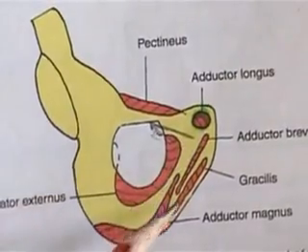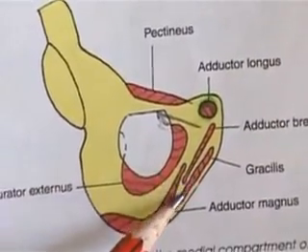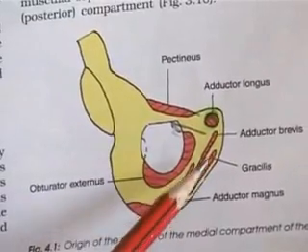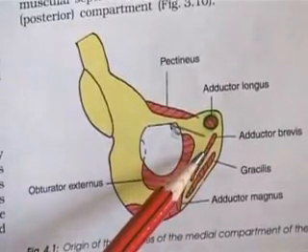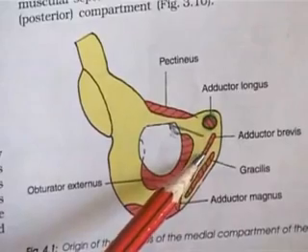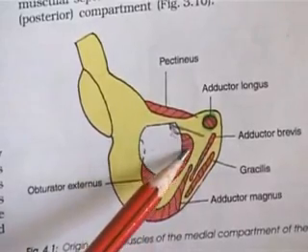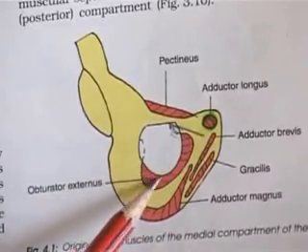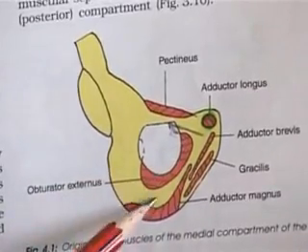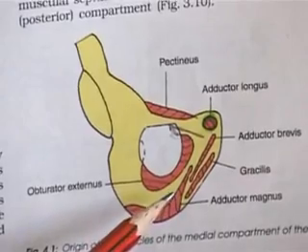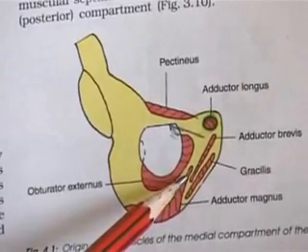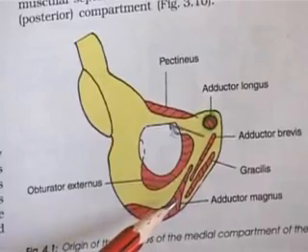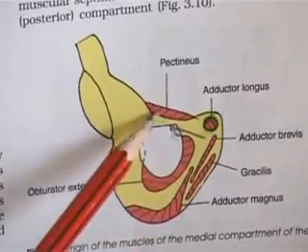Gracilis is along the inferior ramus, adductor brevis is lateral to the gracilis, and obturator externus is around the margin of the obturator foramen, and still below it is the extension of the origin of the adductor magnus muscle. On the pectineal surface is the pectineus muscle.